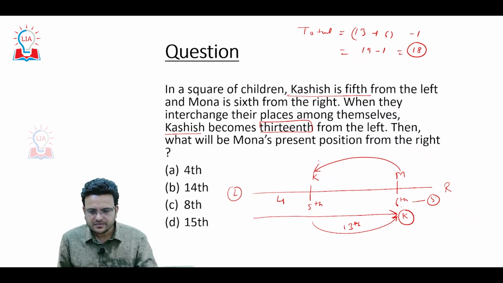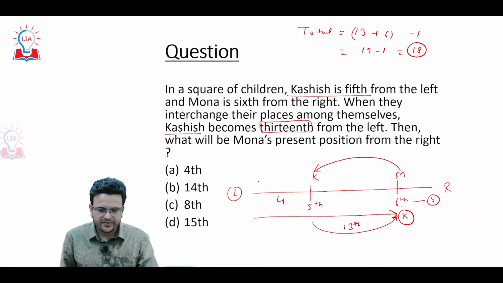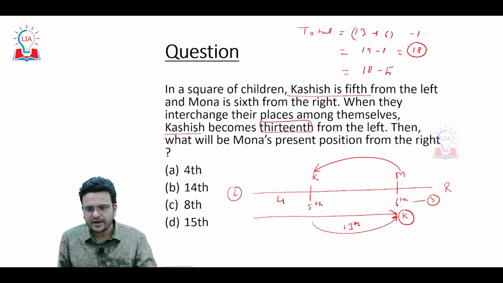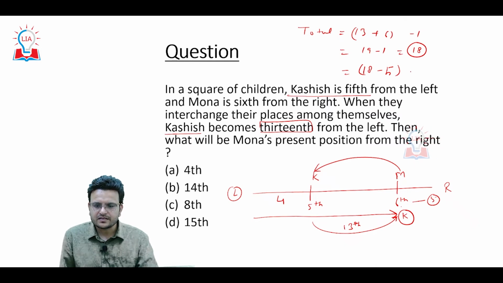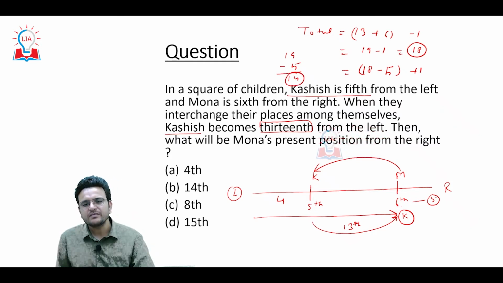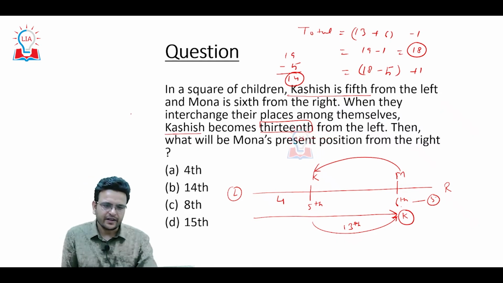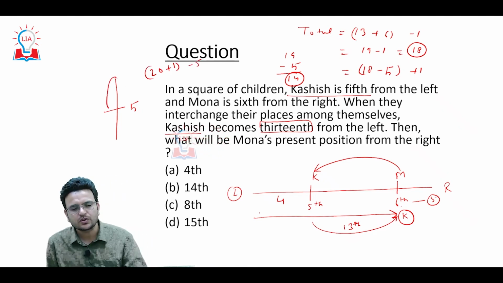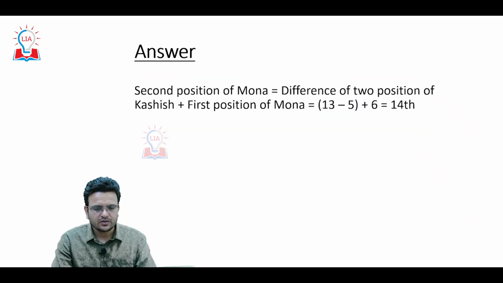Now Mona has reached here. So Mona's position from left is 5th. From right it will be 18 minus 5 plus 1. So it will be 19 minus 5, that is 14. Hope you are able to understand, because if we know the rank from the bottom, like 5th, and we know the total, then total plus 1 minus bottom rank will be the rank from top. With that logic we can solve this particular question.